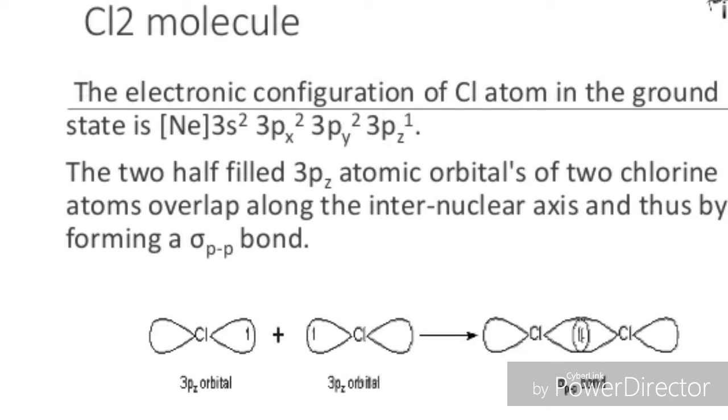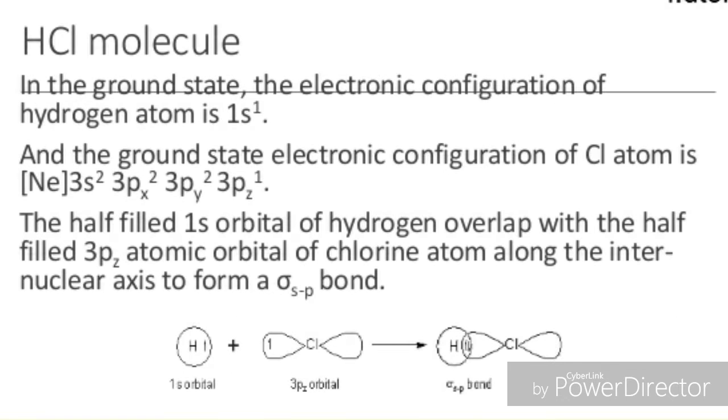Students, now let us see the overlapping of p orbitals in chlorine molecule Cl2. The electronic configuration of chlorine atom in the ground state is 1s2, 2s2, 2p6, 3s2, 3p5. The two half-filled 3pz atomic orbitals of two chlorine atoms overlap along the internuclear axis and thus form a sigma bond. Here you can see how the overlapping of p orbitals is taking place and how a sigma bond is formed in chlorine molecule.